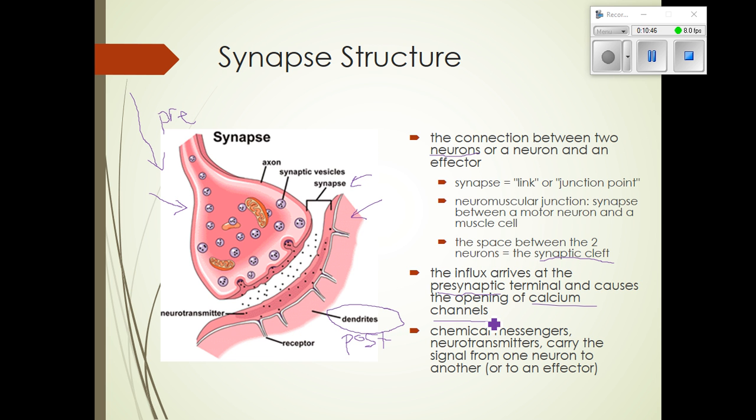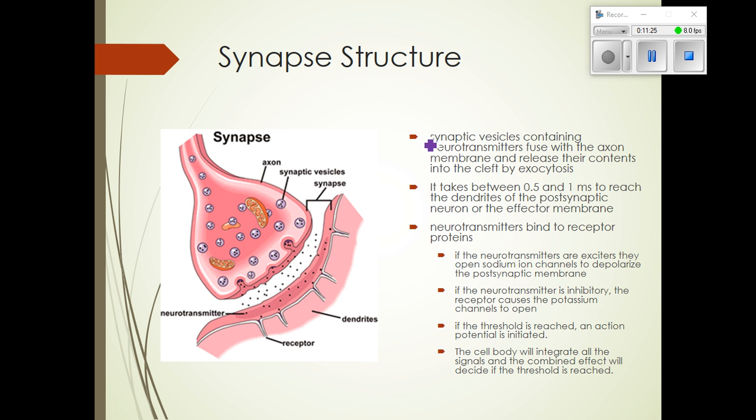Now, when calcium channels are opened, they stimulate the cell to start this process of releasing chemical messengers. So chemical messengers in this context are called neurotransmitters. They are the things that are going to take the signal from one neuron to the next. So you can see all of these little dots here are neurotransmitters. You can see some of them in the synaptic cleft, and you can also see some of them over here in the presynaptic neuron inside of little vesicles.